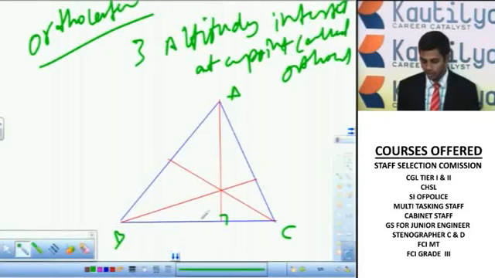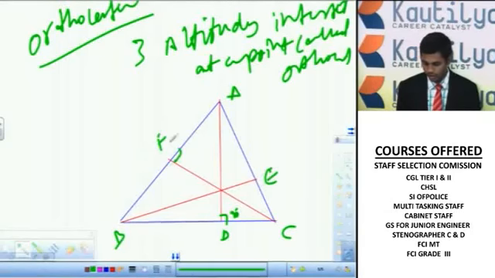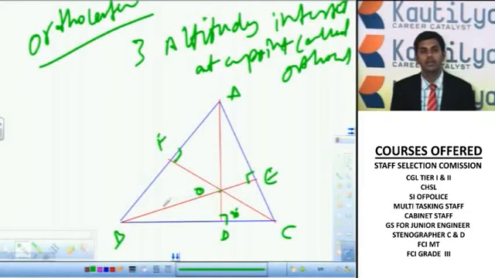Though AD is an altitude here, making a 90 degree angle, it is not bisecting the side BC. Similarly, BE and CF, though they are also altitudes, are also not bisecting the other two sides. This should be kept in mind. You should not confuse altitude with perpendicular bisector, right? The point of intersection of these three altitudes is nothing but the orthocenter, represented by O.